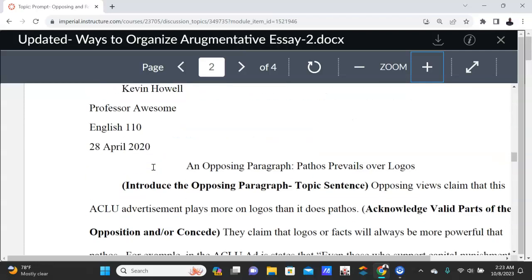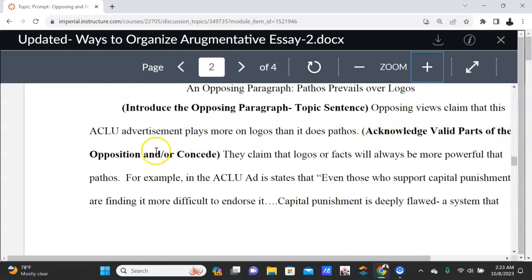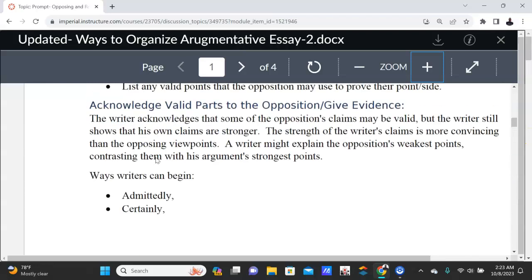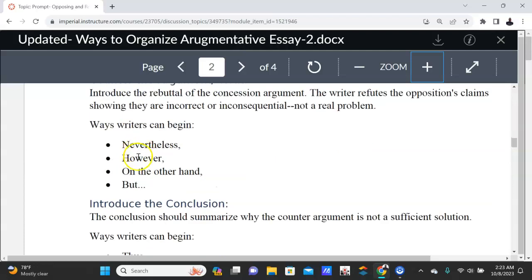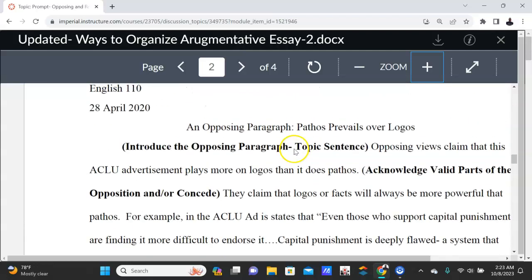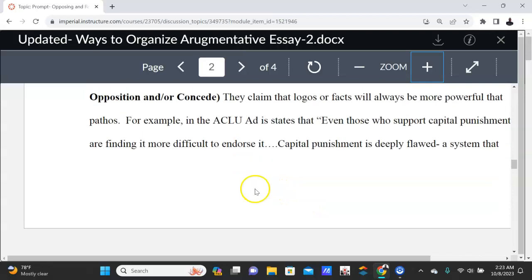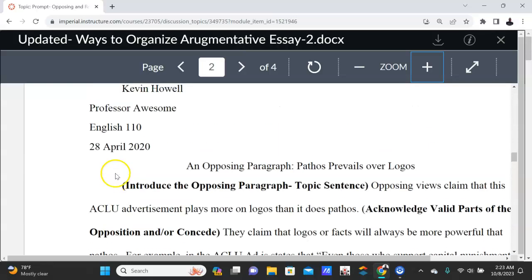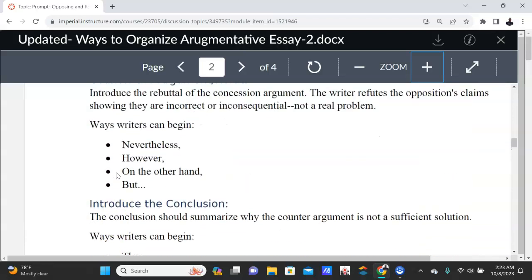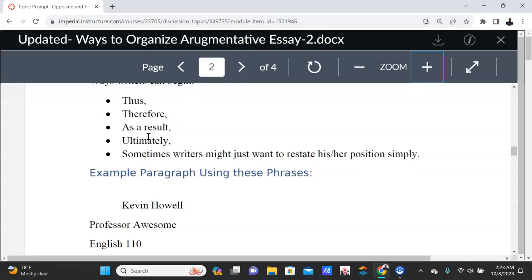Next, acknowledge the valid parts of the opposition. This is where you're bringing in the facts. So you could put here, admittedly, certainly, of course, any of these. So once we go to their side, we're giving a fact for logos. We want to spin it back to our side, which is pathos, counter argument or refute. Oh, well, how can I start that? Well, nevertheless, however, these are just examples. You can use different ways, but I'm trying to give you guys a good format to follow because some of you may have never written a counter refute paragraph before.